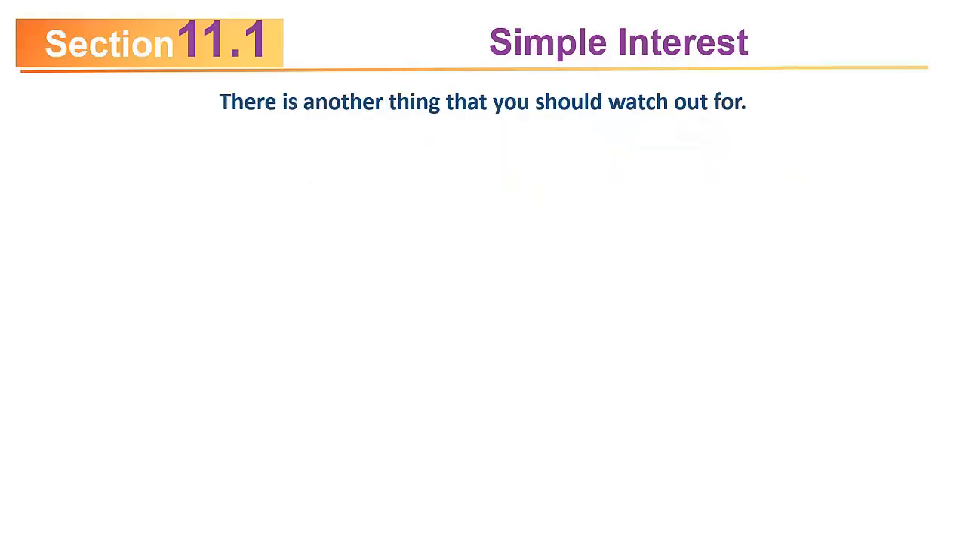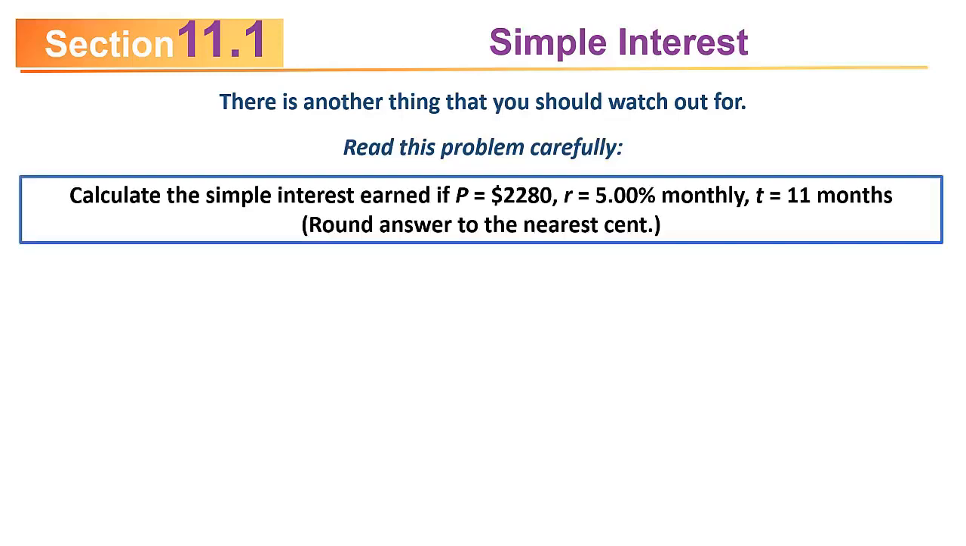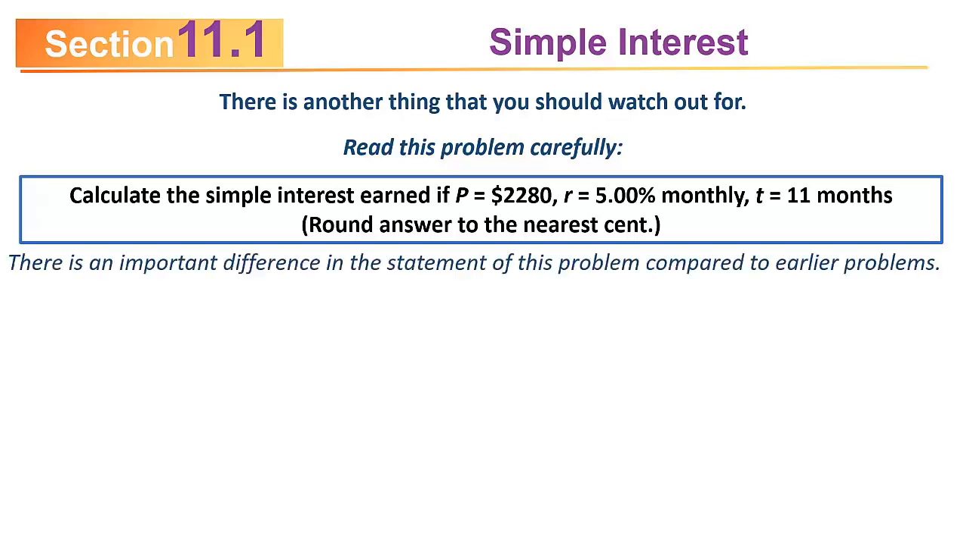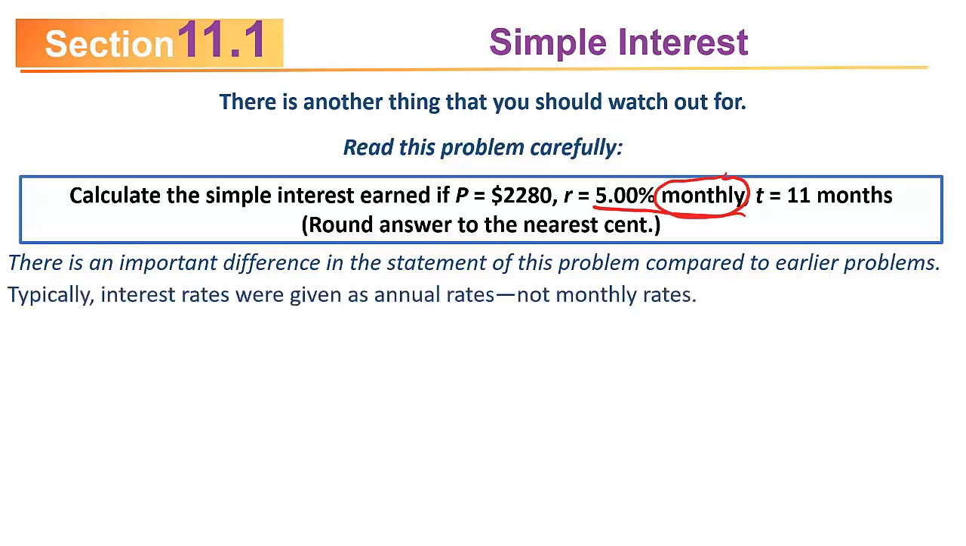There is another thing that you should watch out for. Read this problem carefully. Calculate the simple interest earned if P is equal to $2,280, R is equal to 5% monthly, T is equal to 11 months, and round answer to the nearest cent. Do you see anything about this problem? There is an important difference in the way this problem is stated compared to earlier problems. It's the fact that the interest rate is given as a monthly rate.